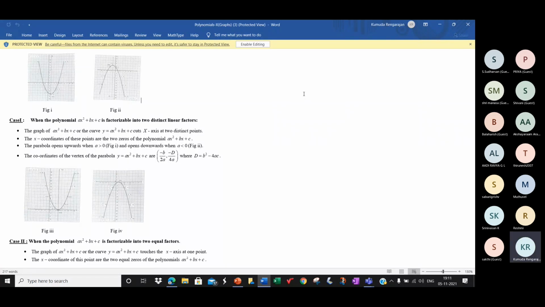Let's do one thing. You read case 1 alone. I'll unshare my screen and ask you questions based on that. Then you can read case 2. I think that will be better. Just go through case 1 alone, children.